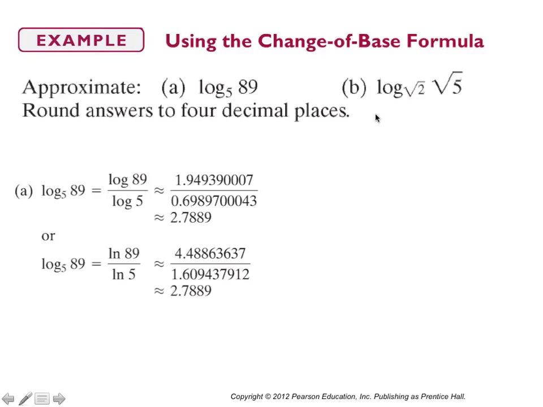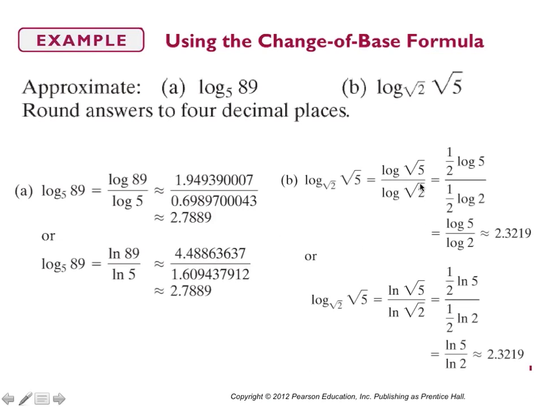Now I want to give you about 15 to 20 seconds to see if you can get this one over here. This is not any nastier, it just has numbers that aren't as nice, but I want you to see if you can figure out what log base square root of 2 of square root of 5 is. So this should be log of square root of 5 over log of square root of 2. Now, you could also do ln of square root of 5 over ln of square root of 2. Again, it does not really matter.